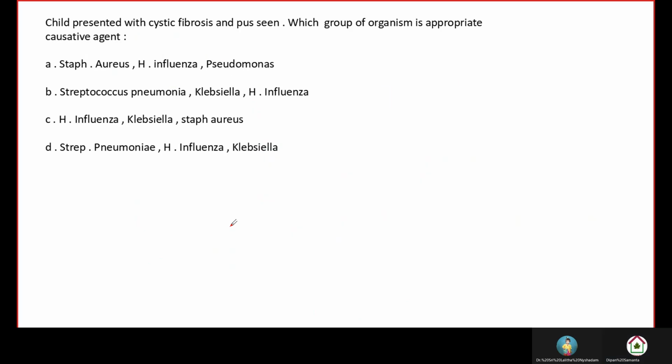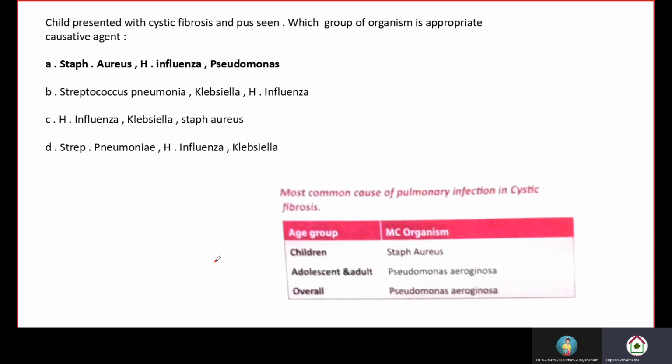Okay, next question. This is the last question. Child presented with cystic fibrosis and pus seen. Which group of organisms is the appropriate causative agent? Pus is seen means Staph aureus. Most common cause of pulmonary infection in cystic fibrosis, if it is children, is Staphylococcus aureus. And another thing is pus is seen most commonly in Staph aureus infection.